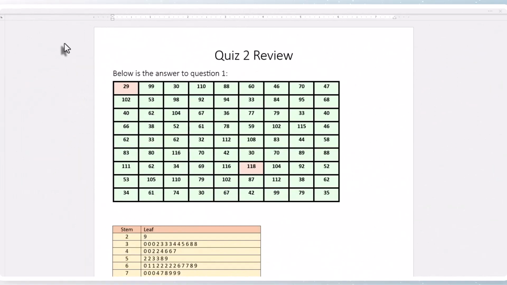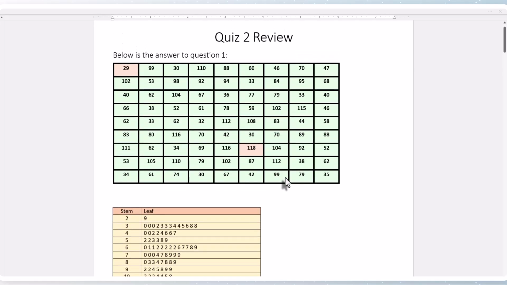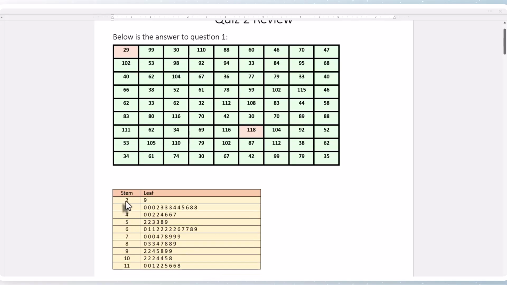In this video, I will review the answers for the Quiz 2 review. The first problem, we have to construct a stem and leaf plot. First, I construct the stems. So I start with the lowest value, which has a stem of 2 and a leaf of 9. So we place the 2 as the starting stem.